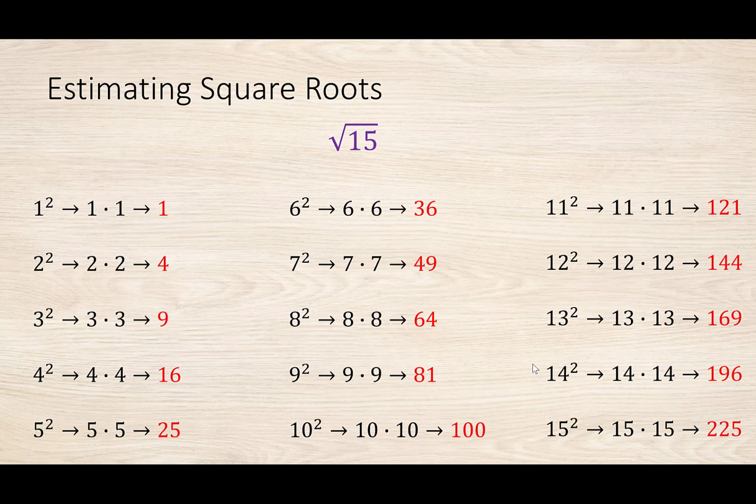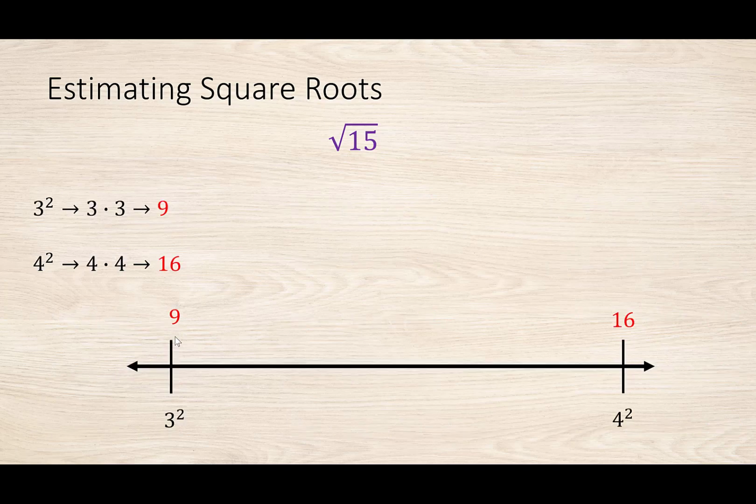So instead, what we need to do is find those two perfect squares that it falls between. 15 falls between 9 and 16. Those are the perfect squares that it falls between. So then we're going to make a number line. I have my 9 up top, my 16 up top. Those are my two perfect squares. But then I have the two bases that actually made them on the bottom. It's going to help me later when I have to figure out what that decimal point needs to be.